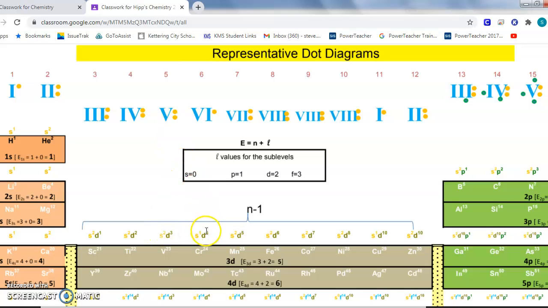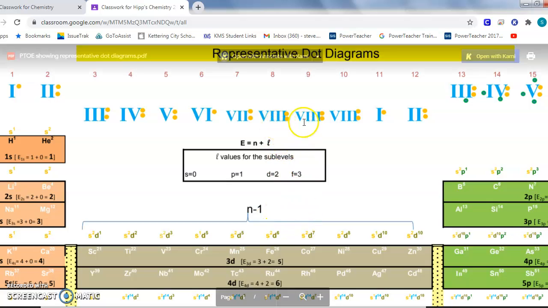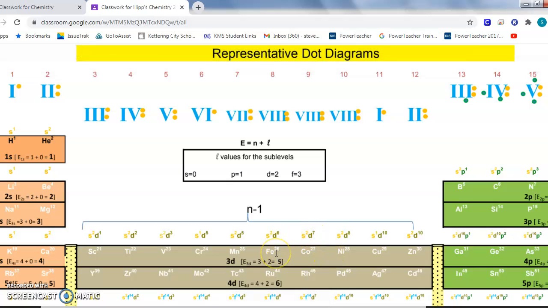S2D3 is Roman 5. S1D5 is Roman 6. 2 and 5 is 7. 2 and 6 is Roman 8. They're telling you how many are there. There's an 8 here and an 8 here, if you remember, because cobalt and nickel behave like iron. And then we get copper, whose D is now full with 10, so they go back to Roman 1. No sense in telling you how many are in the D if it's full. Zinc is S2D10. Its D is full, so there's no sense in telling you how many are in the D, so they give you a Roman 2.